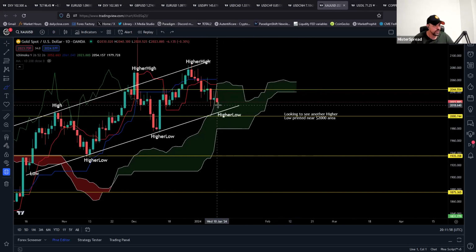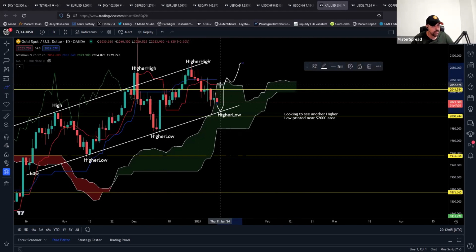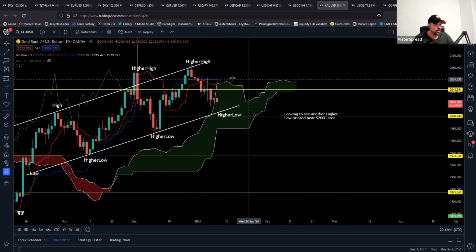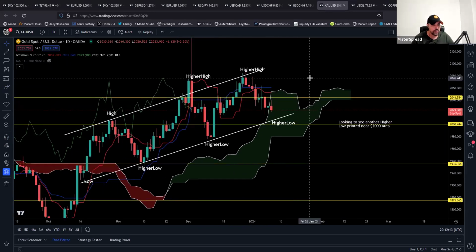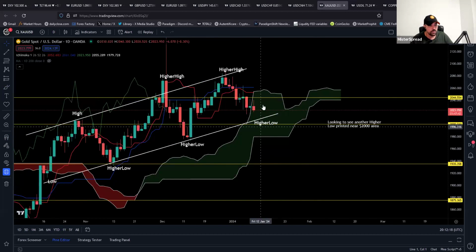Where would I long it? For example, on daily, I want to see a bounce from here and the price going above the Kumo, above the conversion line, above the baseline. And at that point in time, at the retrace, I will also long it. I will not long it here, because right now it already starts to look weak. I think we can print that higher low, and inside the Kumo there is no direction.